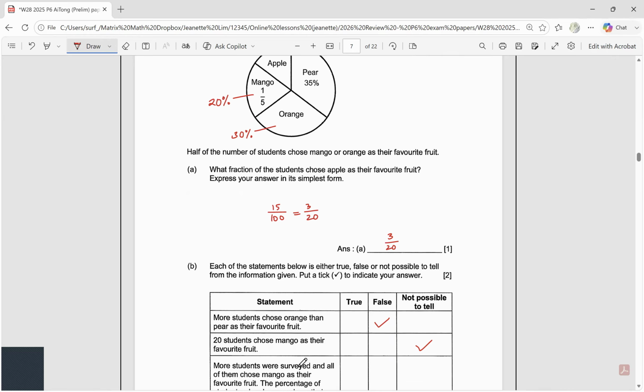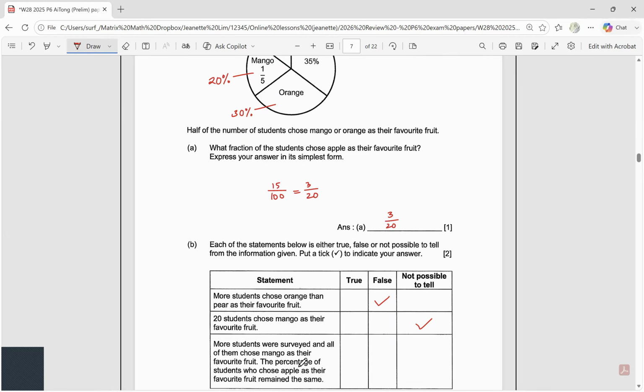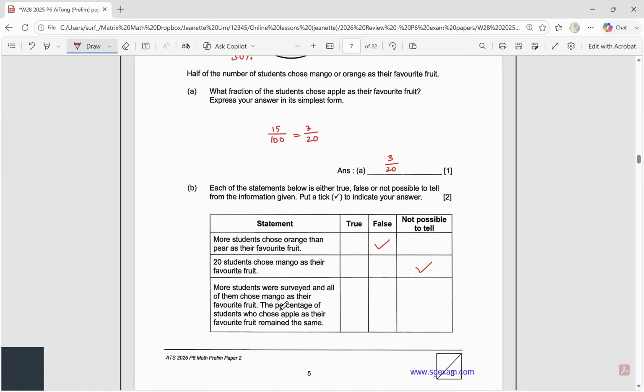Next, more students were surveyed and all of them chose mango as their favorite fruit. Percentage of students who chose apple as their favorite fruit remain the same. The number of students who chose apple will remain the same, but the percentage of those that chose apple will not be the same, because you see, percentage of those who chose apple will be apple over total times 100%. Right.